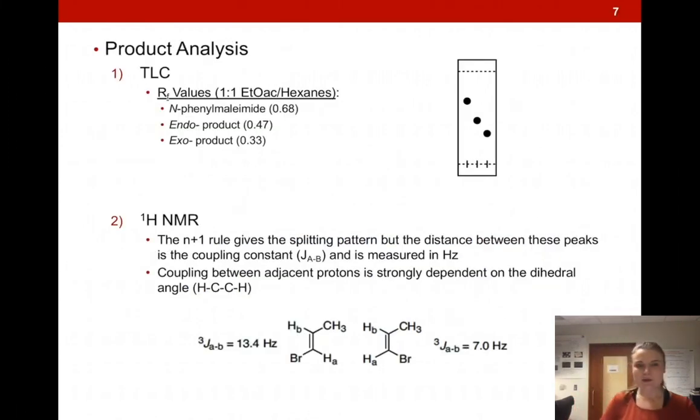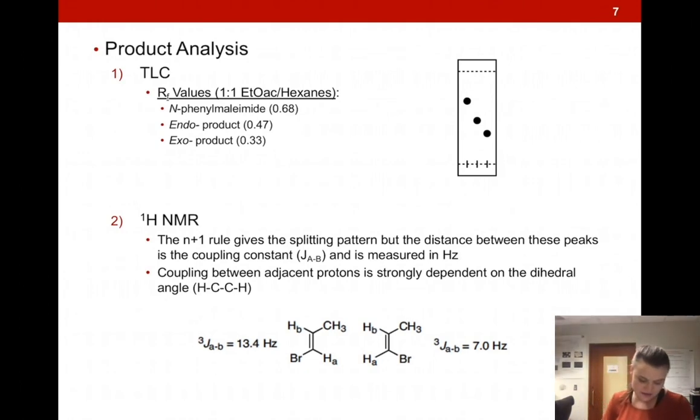However, the synthetic route this week is not the most in-depth part of the lab. In fact, it's going to be the product analysis. And we'll be doing two different types of analyses this week. The first being TLC, or thin layer chromatography. And what we will be looking at is the RF values of three distinct compounds.